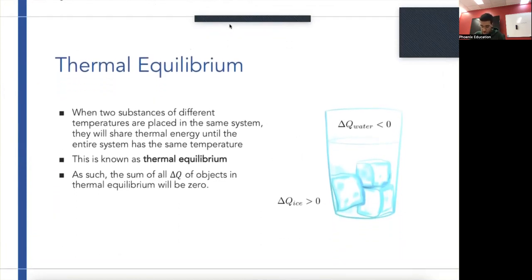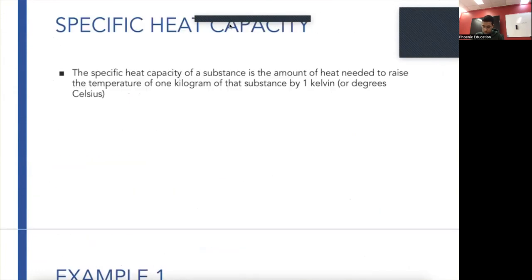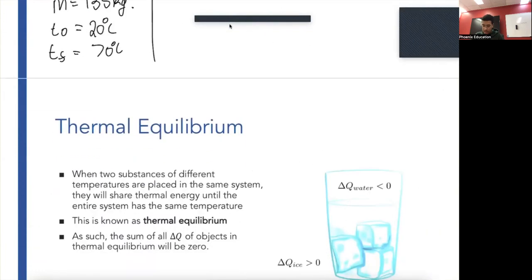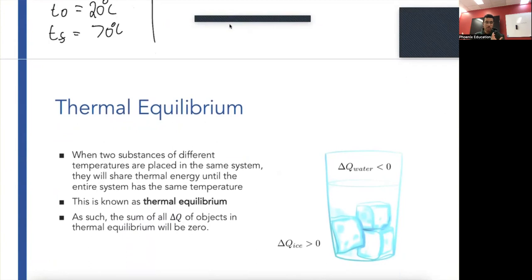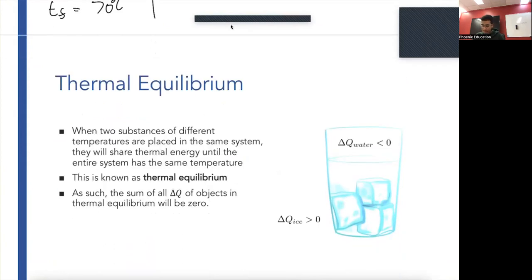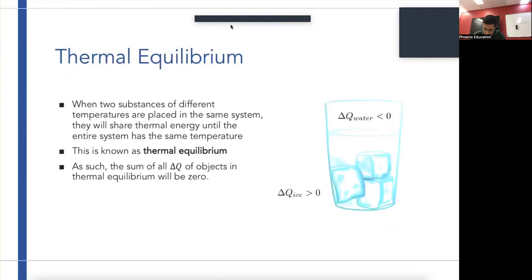Okay, thermal equilibrium. So this is the same thing as the zeroth law. All it's saying is that when two objects are in the same system, so when they're in thermal contact, they'll eventually reach the same temperature. So when you put ice into water, the ice will heat up and therefore melt, and the water will cool until they reach some same temperature, and they'll keep that temperature unless more heat is added to the system.